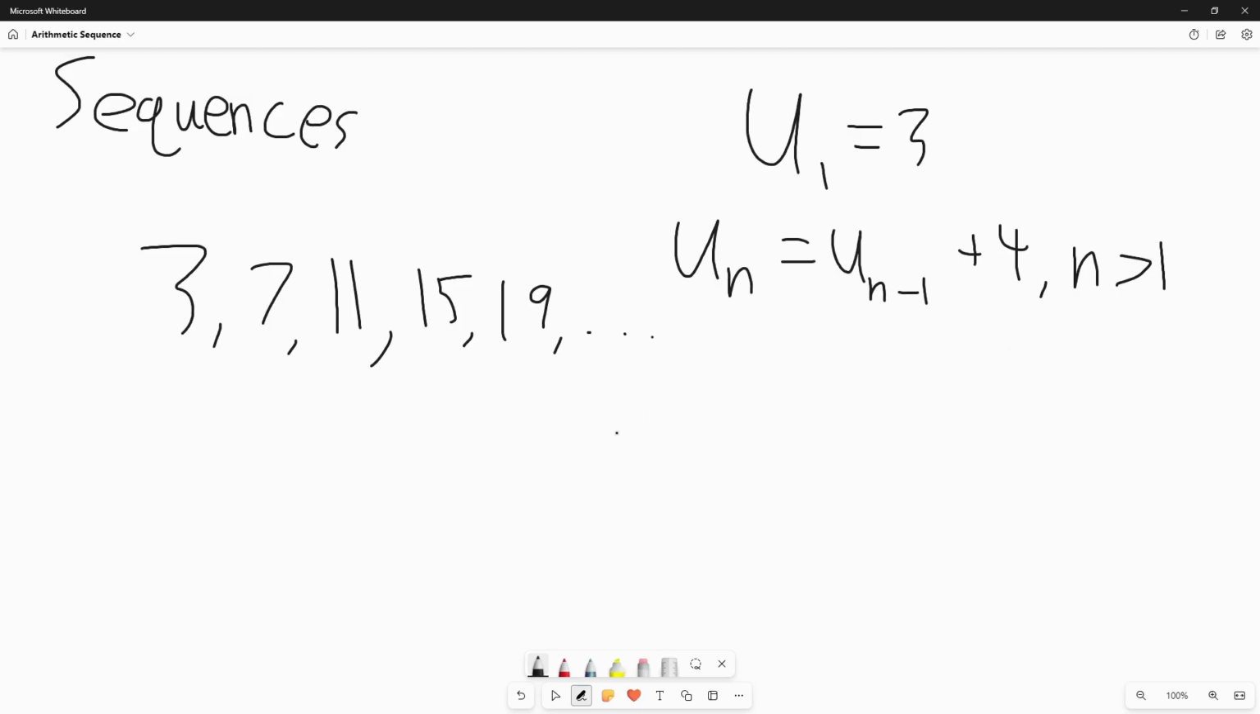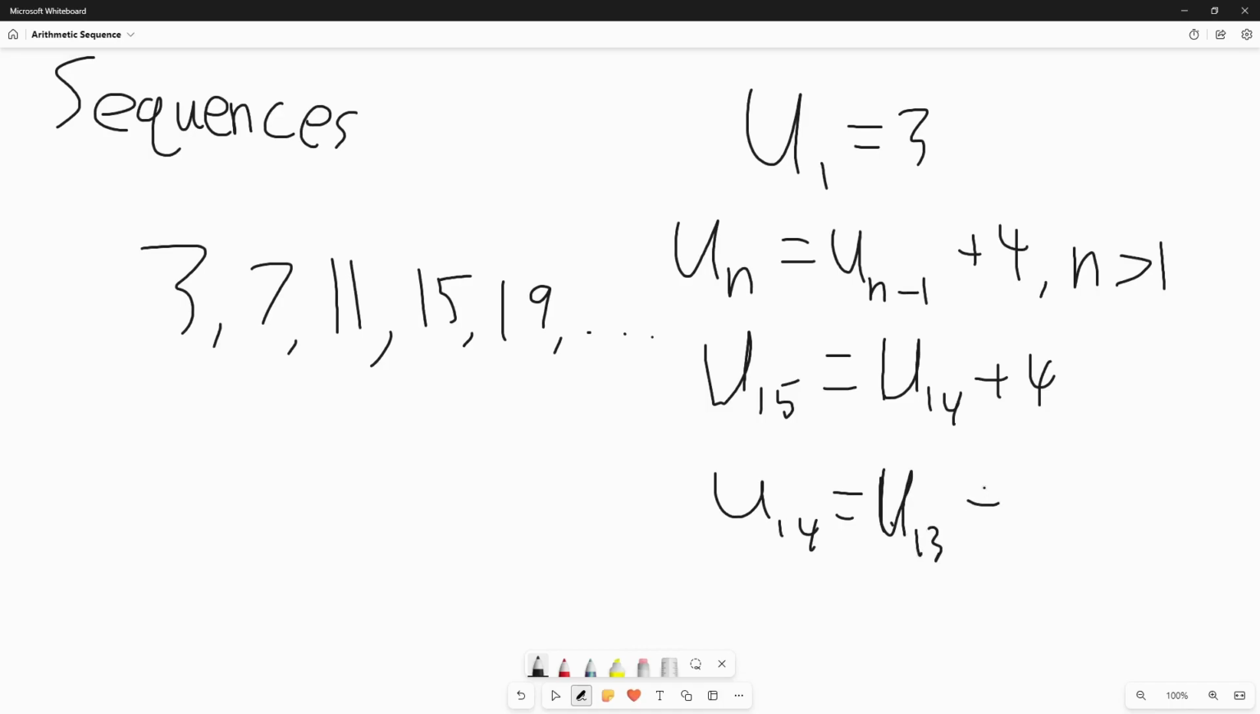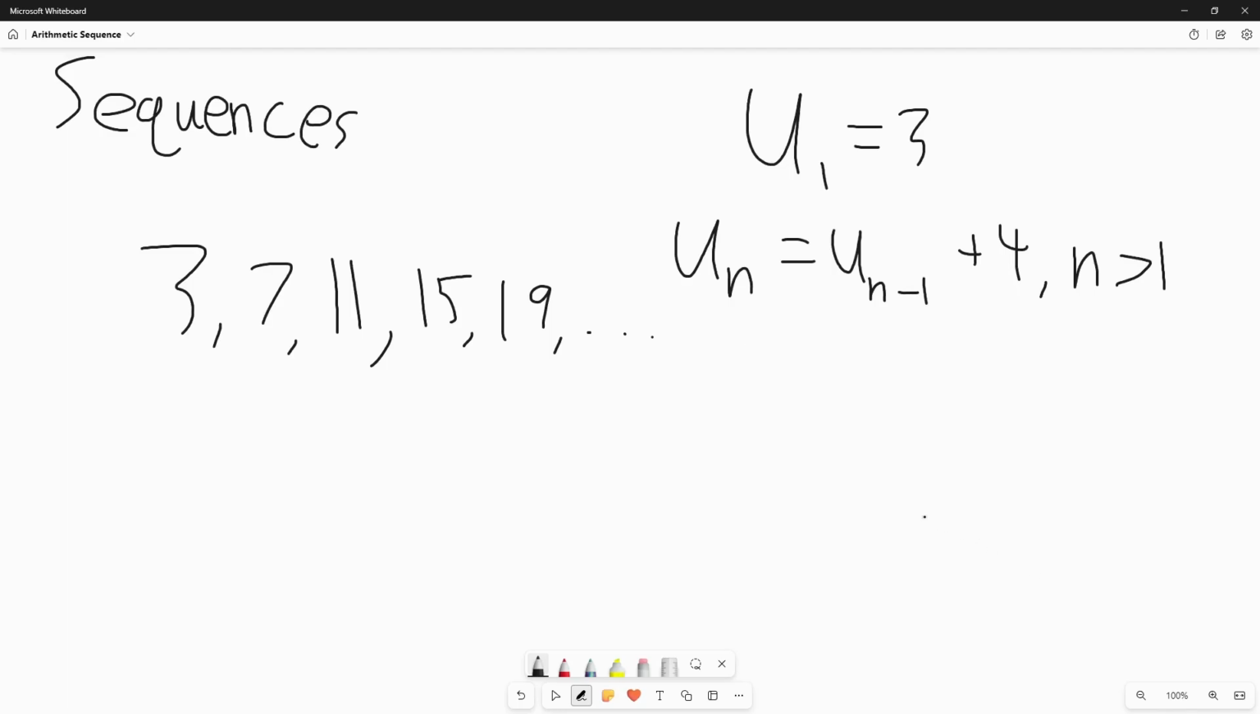But the problem is, if you don't know each number in between, you have the first term and you're trying to find the 15th term. You need to find u14, because u15 equals u14 plus 4. You need to find u14, so you do u14 equals u13 plus 4. You have to keep going on and on. So it's really intuitive, but it's not as practical as using the explicit formula, because you have to find every single term in between the terms that you're looking for.